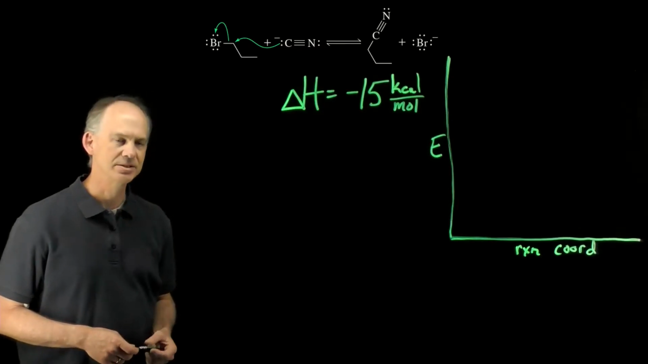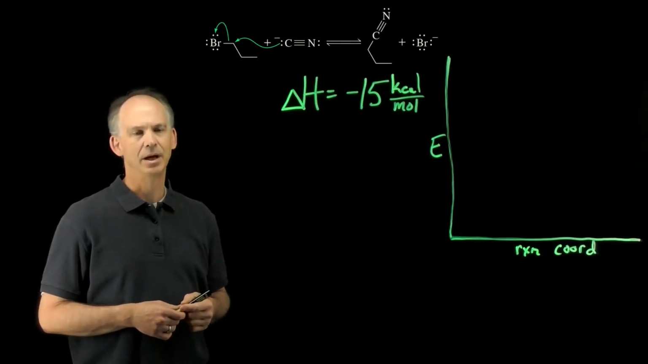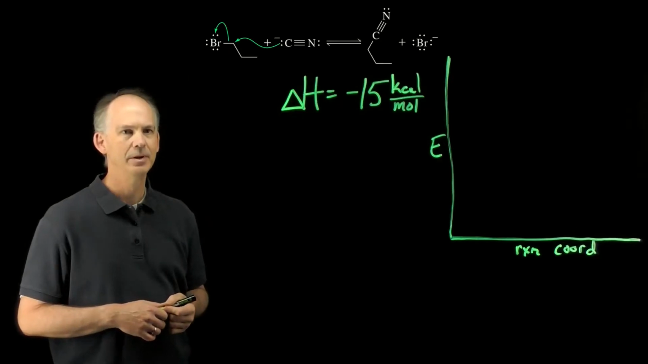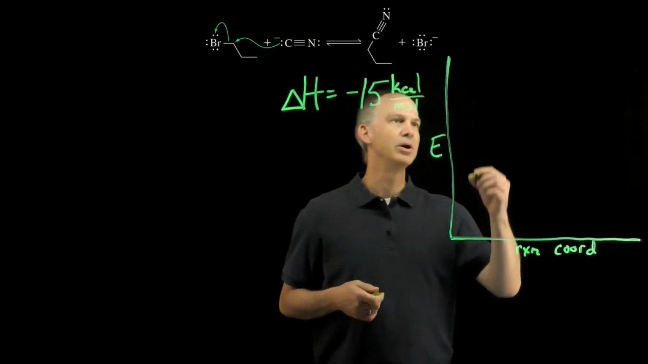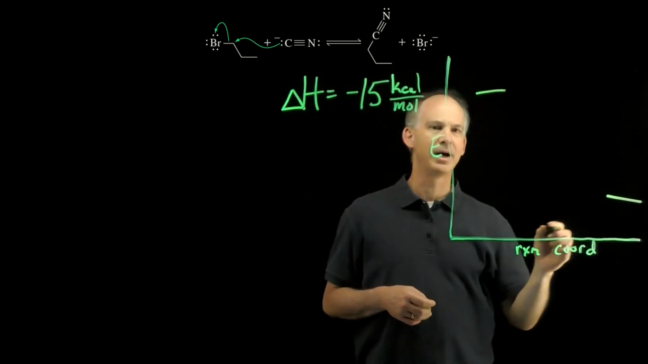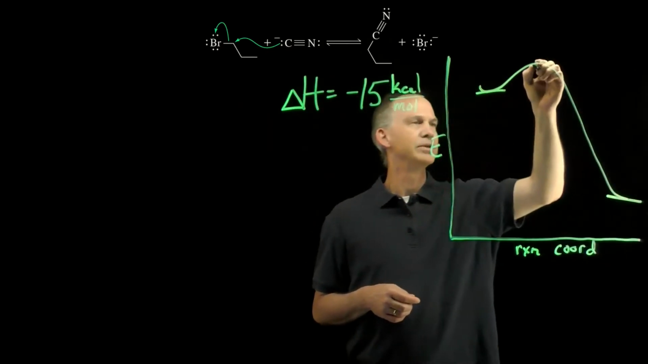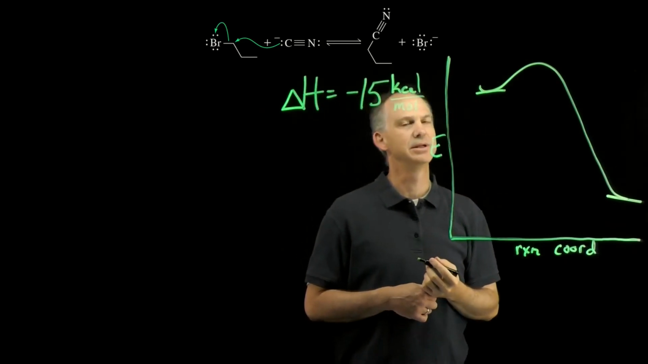This question asks us to draw the transition state for this particular reaction with a delta H of minus 15 kilocalories per mole. And since the delta H is negative, we know that the reactants are higher in energy than the products. And when we look at the reaction coordinate, we know that the transition state is close to the reactants, an early transition state.